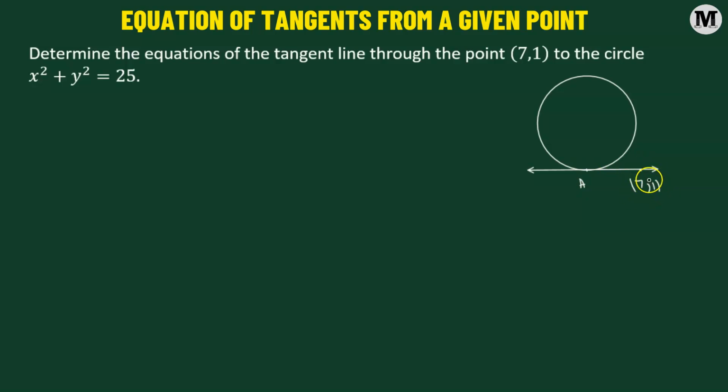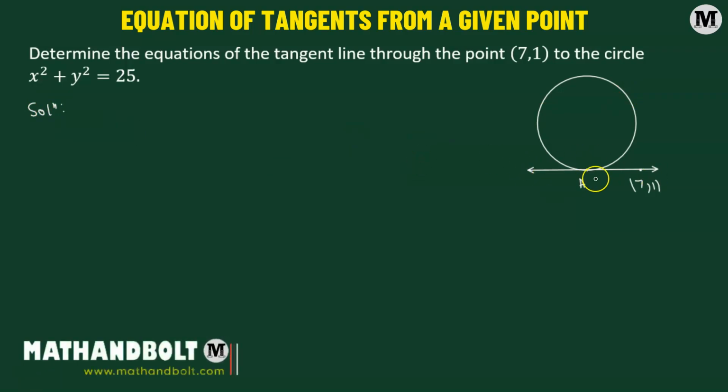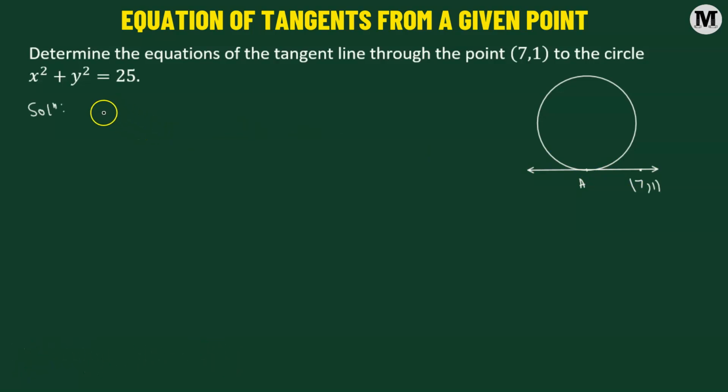There is going to be one more tangent, which is also going to pass through the same point, and it's going to be tangent to the same circle. We'll come back to that in a moment. Now, let's start with the equation of the tangent line. To define the equation of the tangent line, we need to define its slope. So we'll begin by defining the slope of the tangent line.